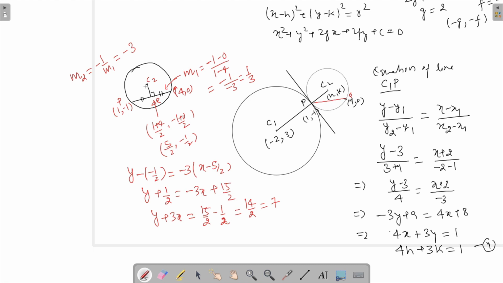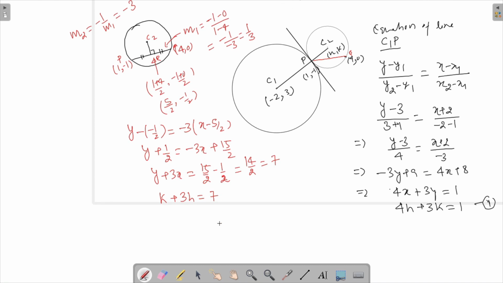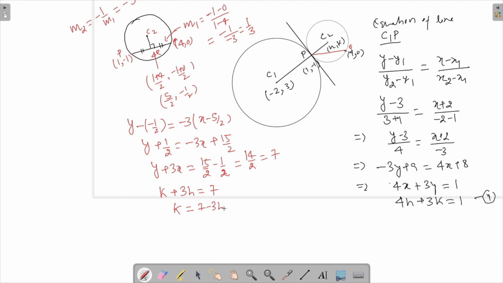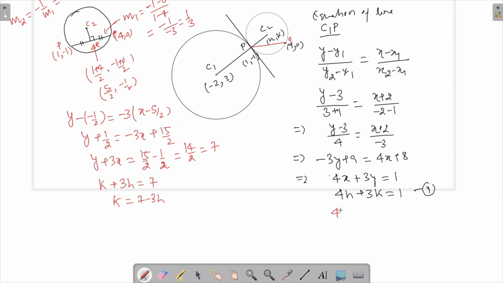And this line will also pass through point C2, which is (h, k). So I can say that k plus 3h is equal to 7. So I'll substitute k's value here. k is 7 minus 3h. So let's substitute that and find the value of h. So 4h plus 3 times (7 minus 3h) is going to be equal to 1. Or we can say that 4h plus 21 minus 9h is going to be equal to 1.